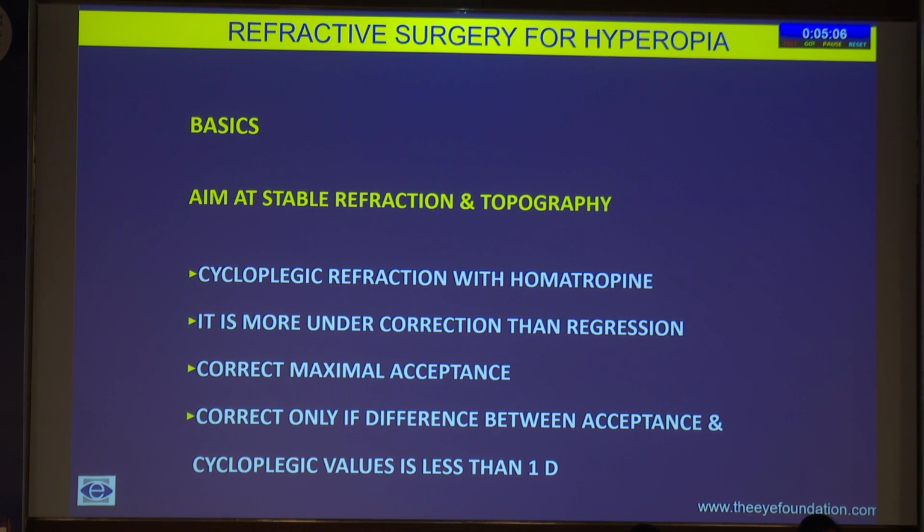Another important thing is the thorough cycloplegic refraction that has to be done with homatropine before proceeding with the cases, because the problem with hyperopic correction is more of an undercorrection than the regression that happens. We need to correct the maximal acceptance, and correct only if the difference between the acceptance and the cycloplegic values is less than 1 diopter.